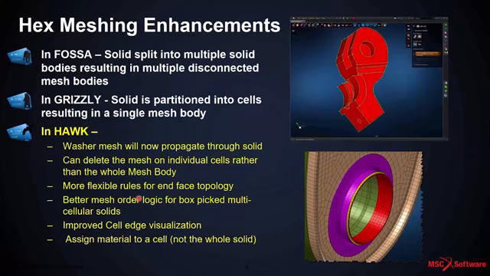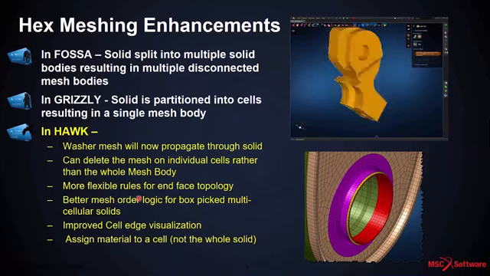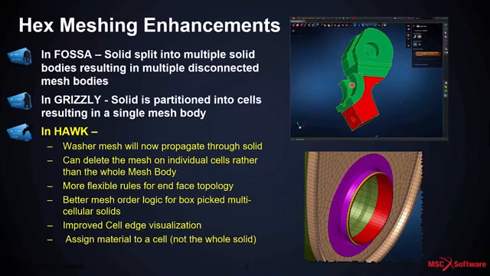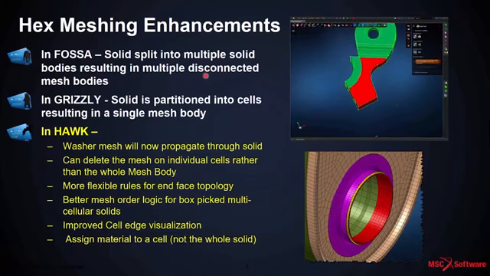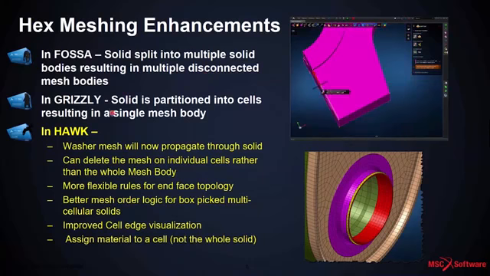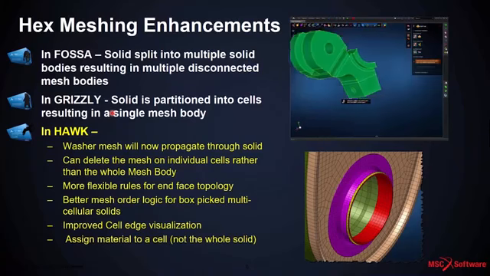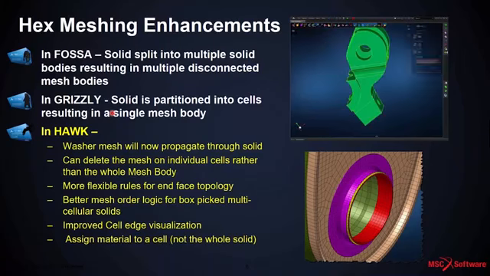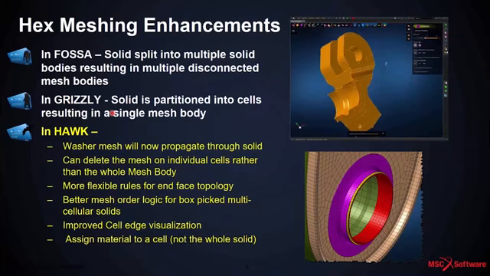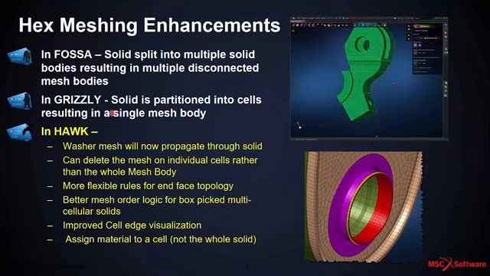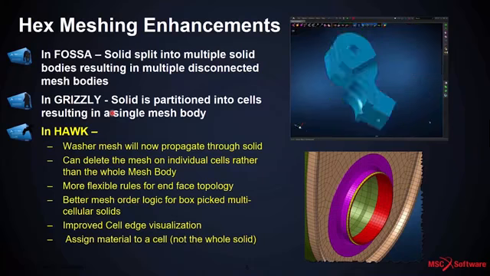Hex meshing enhancements. Hex meshing is kind of unique in Apex. In FOSA, we introduced what is called splitting the solids, that is hex meshable. But we had a discontinuity in the mesh in the connected region, whereas in Grizzly, we introduced what is called a soft split, meaning the general solid body remains a solid body, but it is split into regions that are hex meshable, which maintains the continuity of the mesh across the boundaries.